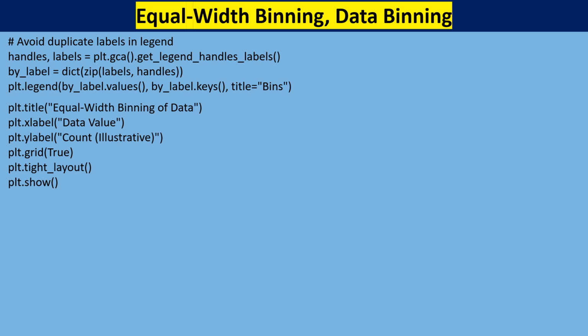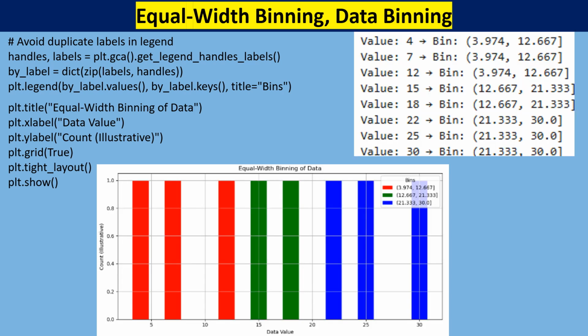So the range was from a minimum to a maximum. The maximum was 30 and the minimum is 4, so the range is 26. And then the width is 26 divided by 3, which is 8.67. So these are, we can say, the first bin, the second bin, and the third bin.